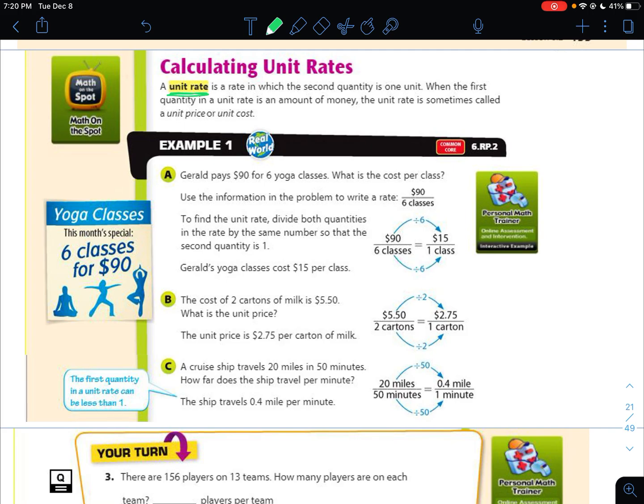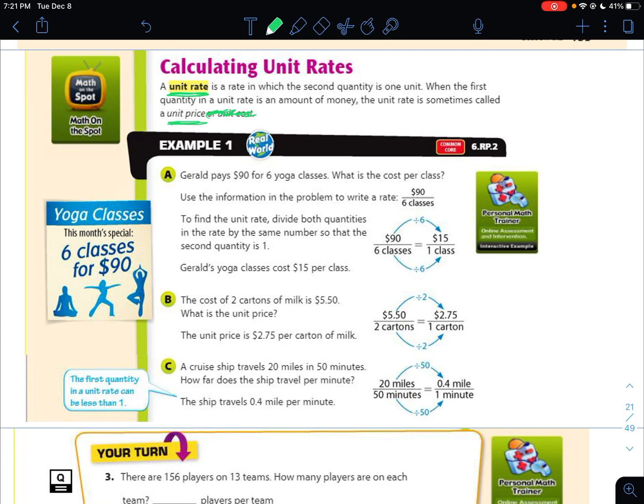When the first quantity in a unit rate is an amount of money, like we just did in the warm-up, the unit rate is sometimes called the unit price, or I never say unit cost. I always say it's the unit price. So when you're dealing with money, money always goes on top, and if you get 1 on the bottom, that is a unit price.